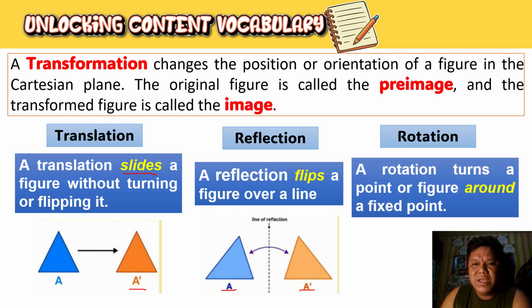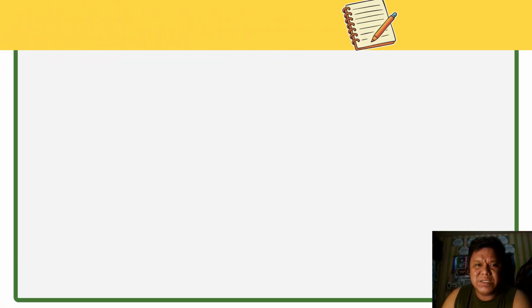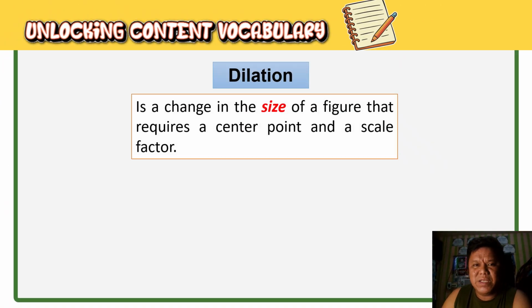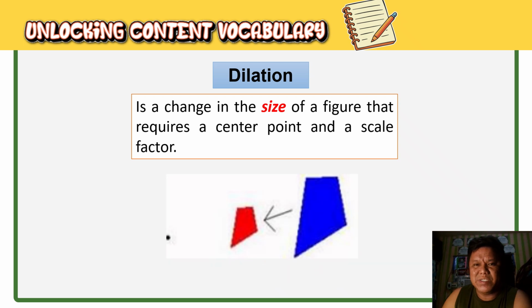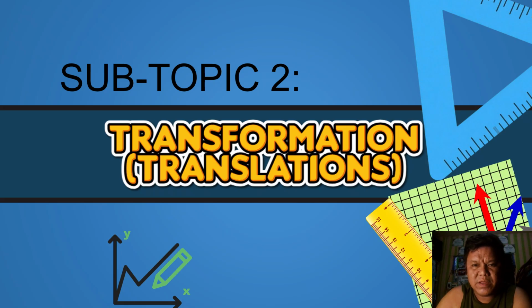When we say rotation, it turns a point or figure around a fixed point. So the keyword is around. When we say reflection, it flips, and translation is slide. And the last one is dilation. Dilation is a change in the size of a figure that requires a center point and a scale factor. So in dilation, it's changing the size. Okay, so let us start with the first transformation, which is translation.